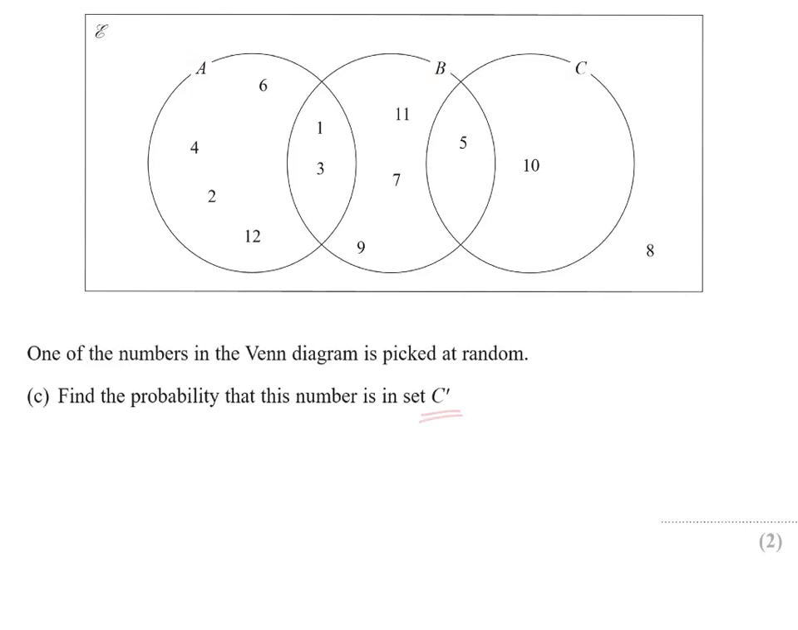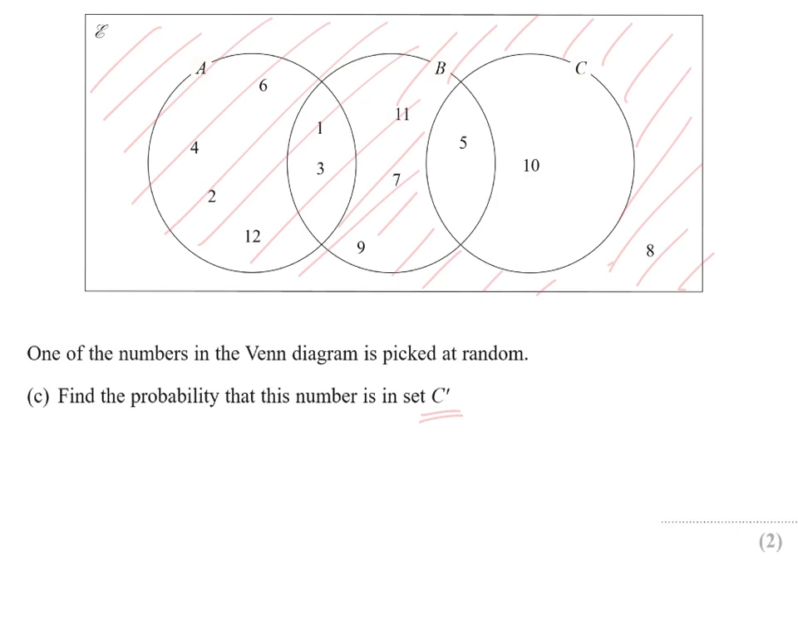Okay, for part C there's 2 marks available. The idea is that you identify the complement of C, that is the area outside of the circle C. And the probability of choosing one of these numbers, well, you have to count up how many numbers there are. And there are 10 numbers in the complement of C. And there are 12 numbers in total.